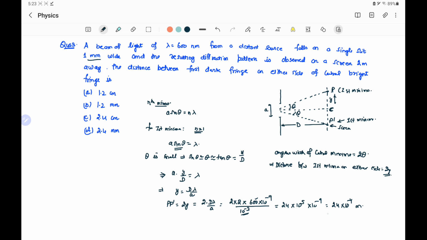If we put it into centimeter, it will be 24 into 10 raised to the power minus 2 centimeter. So in centimeter, its value will be 0.24 centimeter, but there is no option for this. So we convert it into millimeter. In millimeter, it will be 2.4 millimeter. So option D is the correct option.